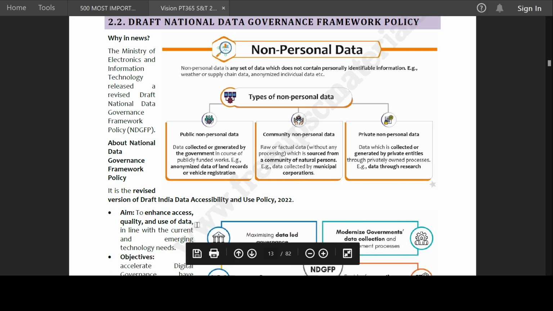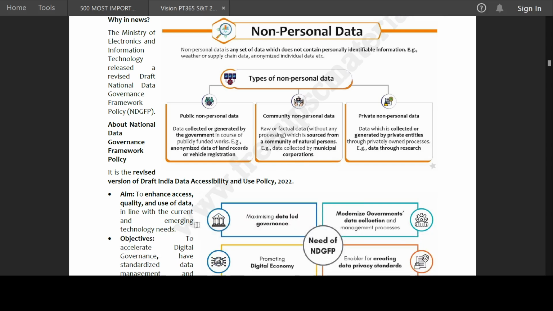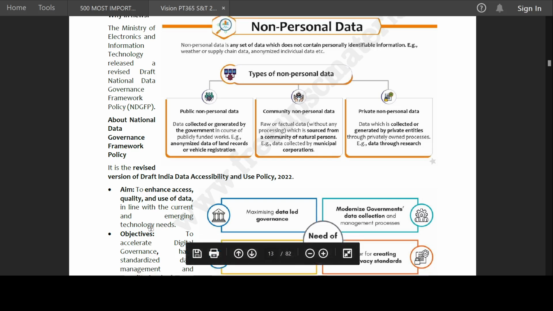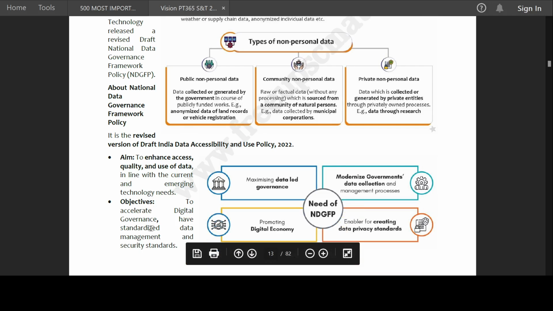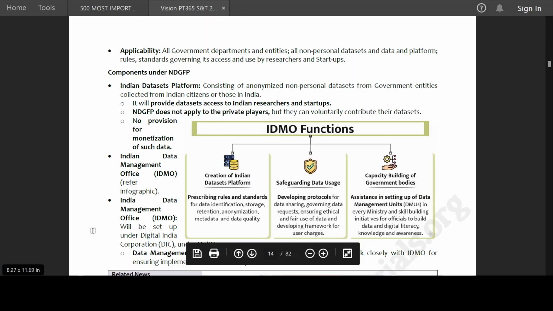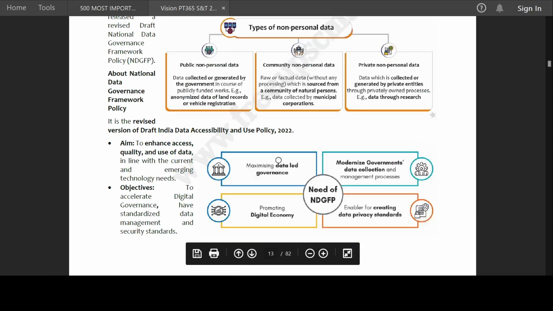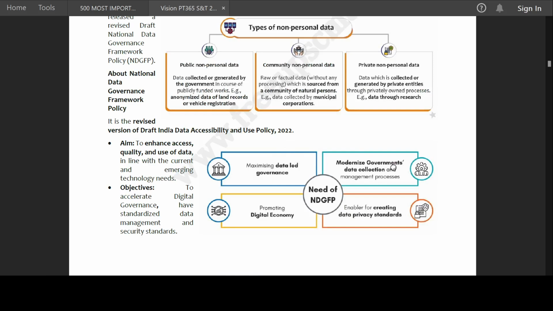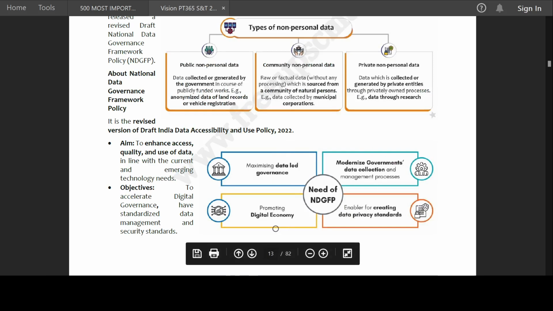It aims to enhance the access, quality, and use of data in line with the current and emerging technology needs. Objectives are to accelerate the digital governance, have standardized data management and security standards, maximizing the data-led governance and modernize the government's data collection, promoting digital economy and enabling for creating data privacy standards.